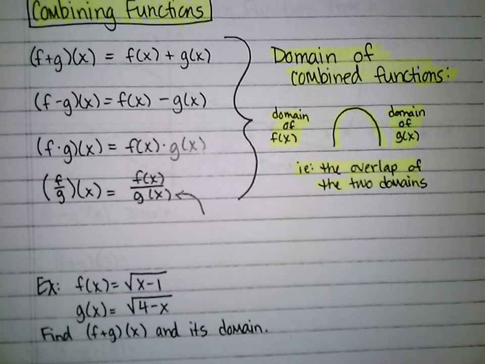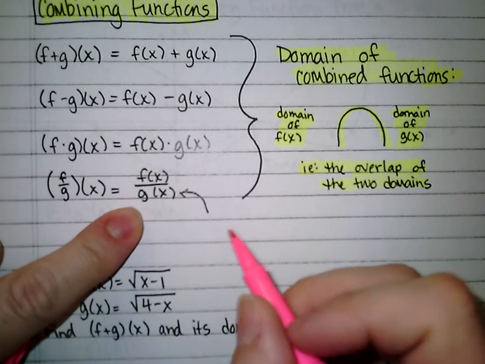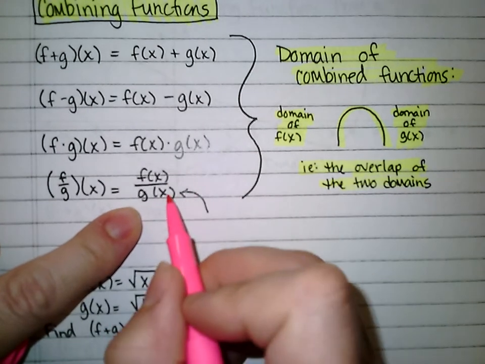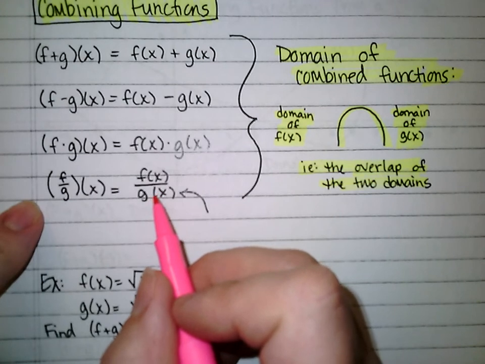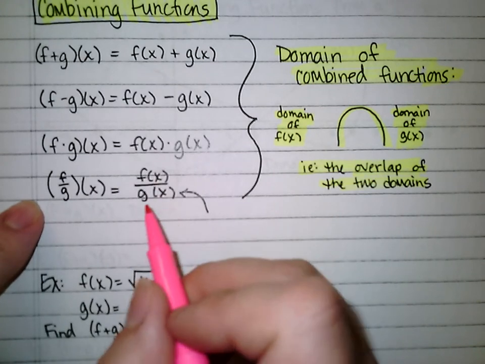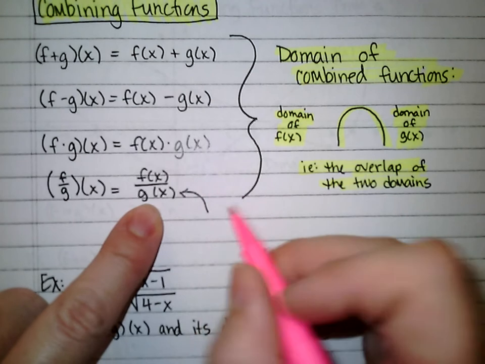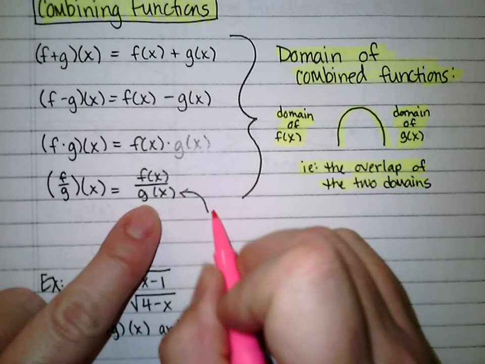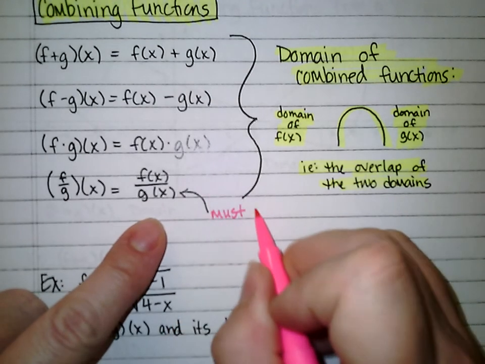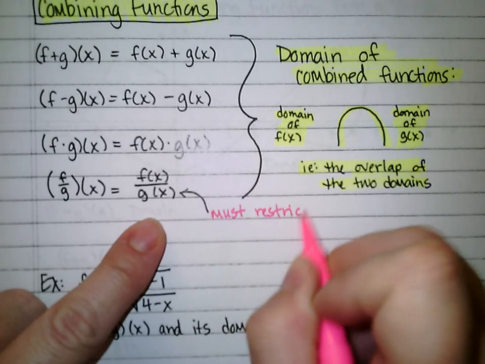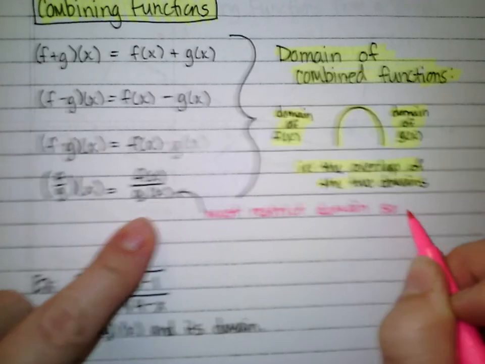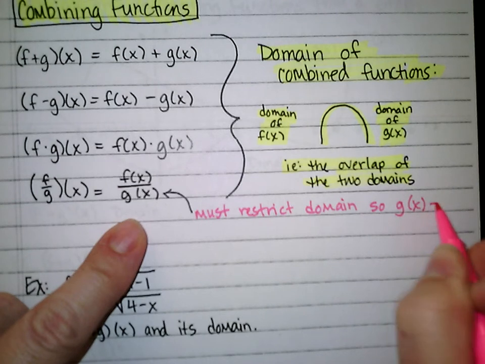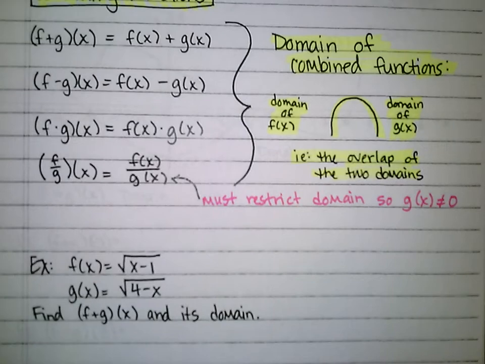One thing you have to watch out for when you're doing the dividing is that you're introducing a new domain restriction, because when you started out, f of x and g of x were not in denominators, but when you do the dividing, now they are. So you have to watch out for this. So you have to restrict the domain so that g of x is not equal to 0. So we're going to want to watch for that.